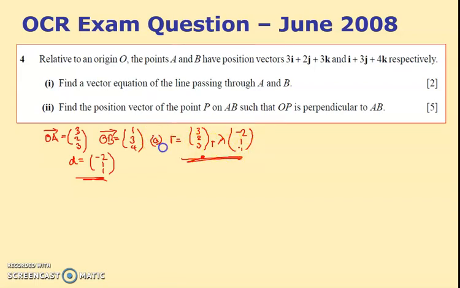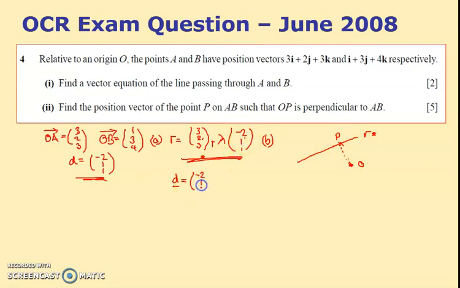Okay, I like that. Part B, what's it say? Find the position vector of P on AB such that OP is perpendicular to AB. Now this is what I was just about to draw. This is my line, R equals this. And somewhere on that line there is a point which is as close as I can get to the point O, and the idea is it's perpendicular, it's there. You can see that's my point P, and I can find OP relatively easy. I can find my direction relatively easy. Well, my direction vector is already done. My direction vector is this thing here.